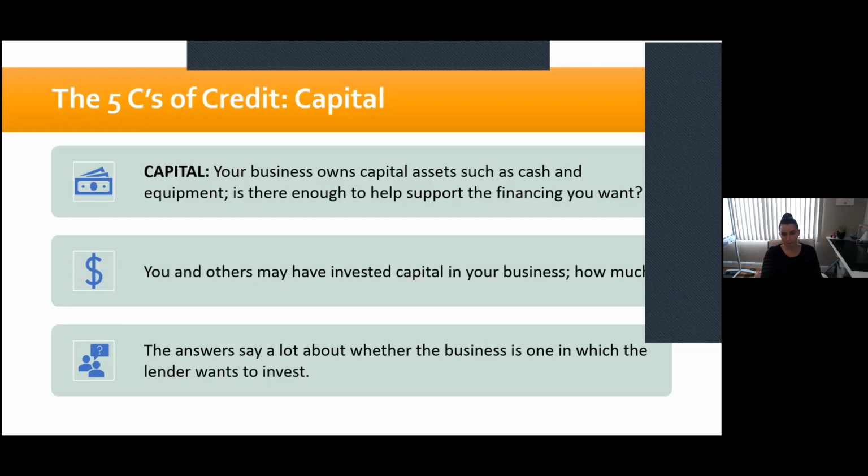Your capital investment. It's the same thing when you go to buy a car. They always want you to have a down payment and show that you have a financial stake in purchasing a car. It's the same thing with your business.